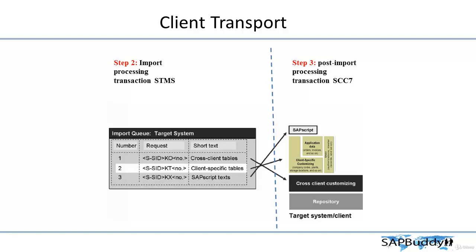Moreover, while the particular transport is being imported to the SAP system, you cannot see it in SCC3 because it's related to transport. However, you can see the status in SE09.